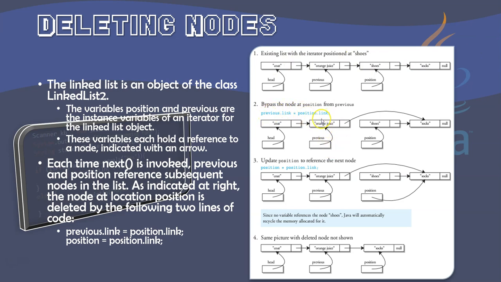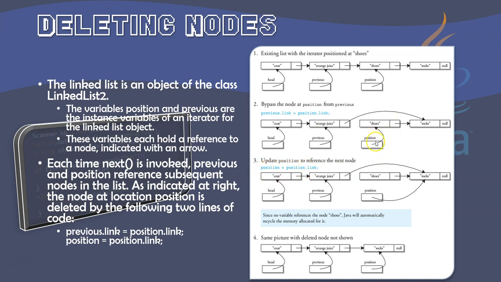And what that's going to do is take this link here, because remember this link before was pointing to shoes. So we're going to take this link, and we're going to say, hey, we're now going to point it to here, to where socks was. Then we're updating position, because remember, position right now is not attached, right? It's pointing to this node, but this node's not part of the chain anymore. So we're going to change that to position equals position.link.